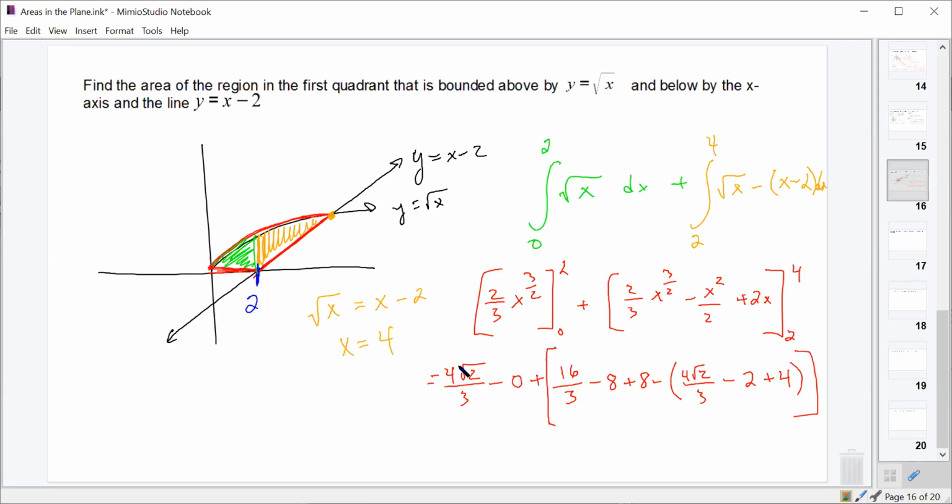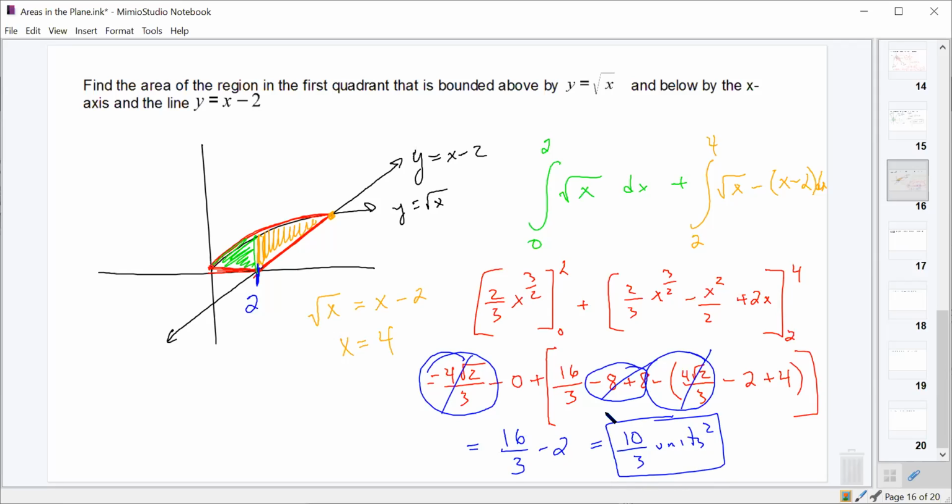Okay. So now let's look at what we got. We've got 4 root 2 over 3 minus 0. We can ignore the minus 0. We got the minus 8 and the plus 8. Those are going to cancel each other out, right? And then I've got a minus 4 root 2 over 3. So this positive 4 root 2 over 3 and this minus 4 root 2 over 3 are going to cancel each other out. And so what I'm left with is 16 thirds minus 2, right? And what does that give us? 10 thirds. And thirds units squared.